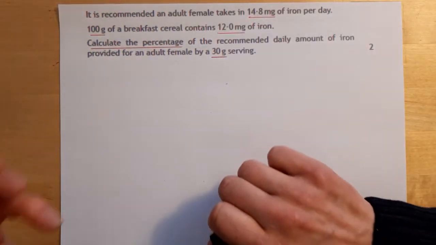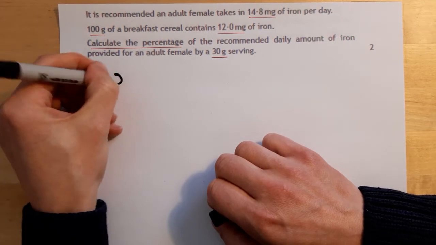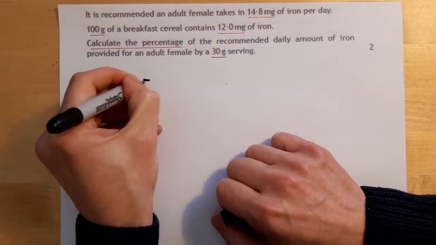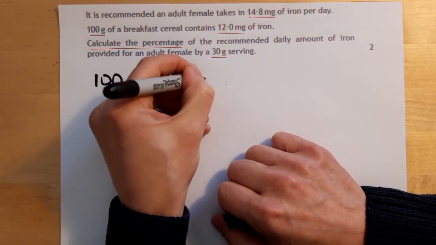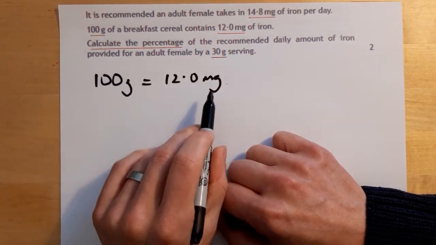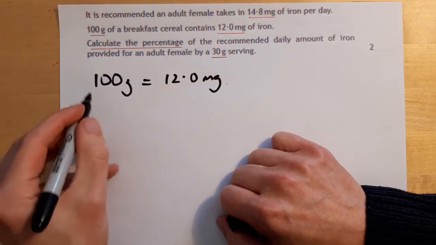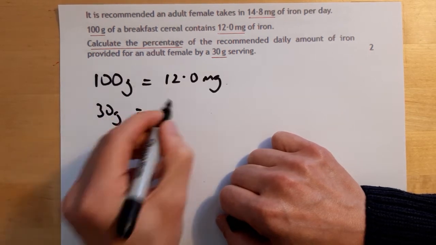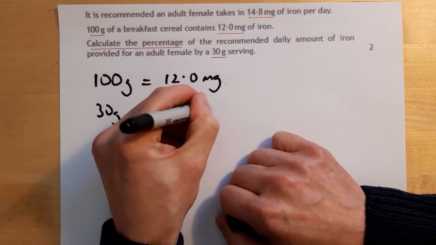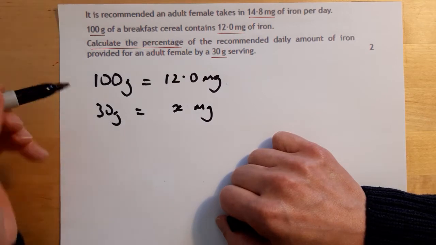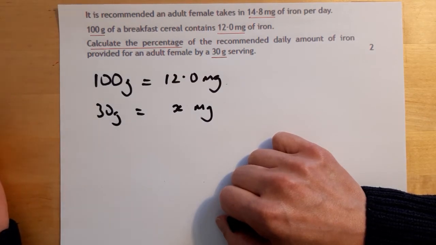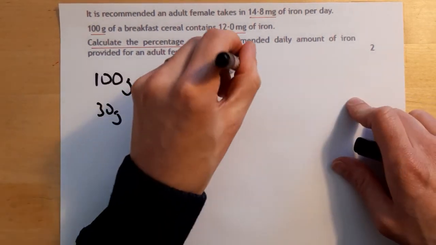Okay, so what do we know here? We know that 100 grams gives us 12.0 milligrams of iron. So we need to work out, for 30 grams, how many milligrams are there here? So what I do here in this one, well, there's 2 options really. Let's do it 2 different ways.